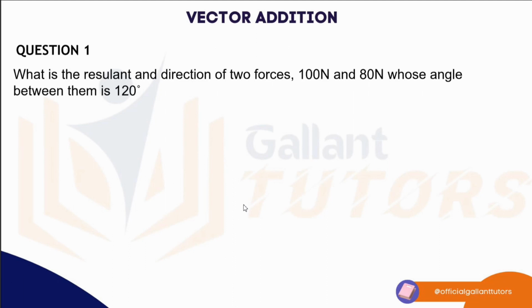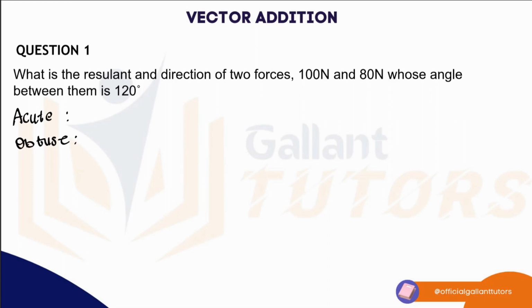So, question 1: What is the resultant and direction of two forces, 100 Newton and 80 Newton, whose angle between them is 120 degree? Before I start, I would like to know if you understand what I mean by acute and what I mean by obtuse.